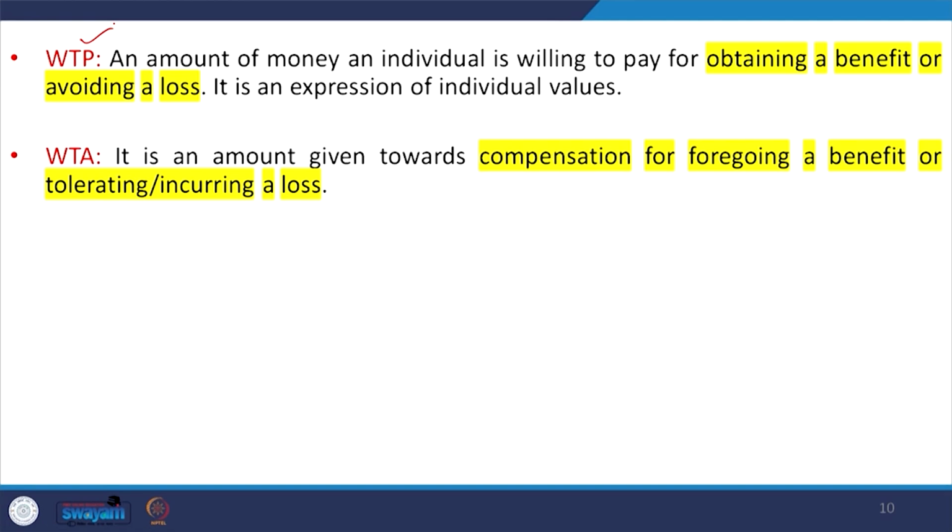And what is willingness to accept? Again, this is a particular amount which is given as compensation in order to forgo a particular benefit. If you have to forgo a particular benefit, then you must be given some compensation. That is expressed in terms of your willingness to accept that compensation, so that you can give up the benefit from that policy or program. Or if you have to tolerate some kind of loss because of a particular policy or program, then you must be given some compensation, which is also named willingness to accept.